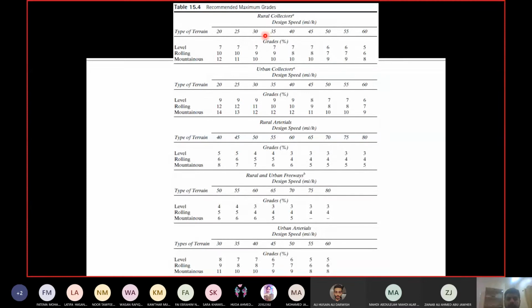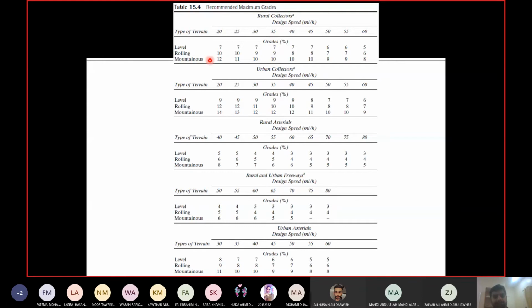When you go from level to mountainous terrain, see what happens with the gradient. Gradient is increasing. Why? I already explained in the previous slide. Because mountainous terrains naturally have steep gradients. So we increase the value of the gradient of our road as well. So it is complementing the natural ground surface, the natural ground level. So it will again, for the ease of construction and for the ease of design and for the saving of cost. Okay. So this is for following the terrain of the ground.